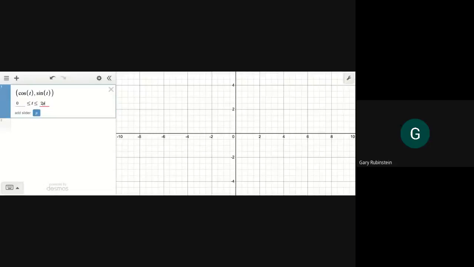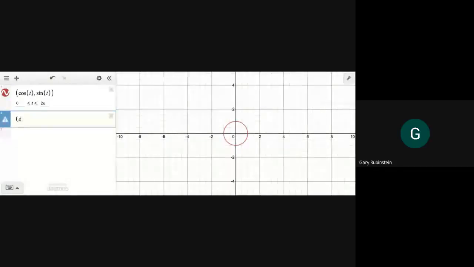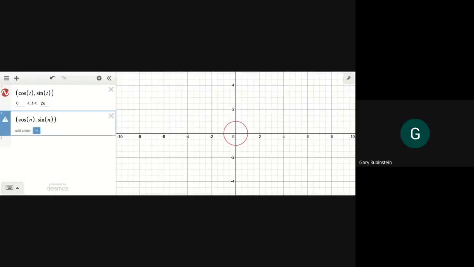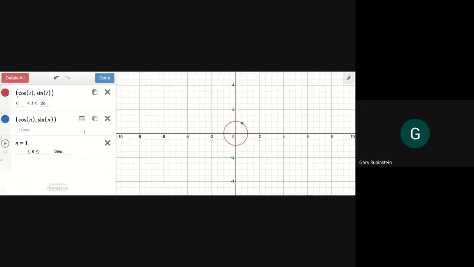But what you don't see is the order that the circle got graphed in. In order to do that, you have to actually not use t, but use some other variable like cosine n, comma sine n. And that one lets you add a slider. When it's t, it assumes it's a parametric equation. But for this one, you add a slider, and you make the slider. You click on the gear here, and you make the slider from 0 to 2 pi step 0.01 or something like that.